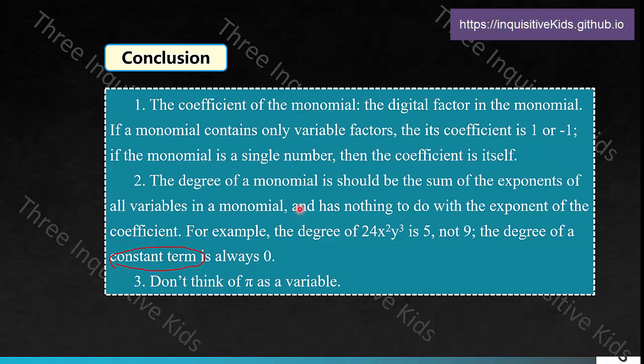Pi sometimes, well, you might think it doesn't have any normal digits in it, so you might think of it accidentally as x, y, z, a, b, c, like a variable. But really, pi is a number. Pi is part of the coefficient when you see it in 1.